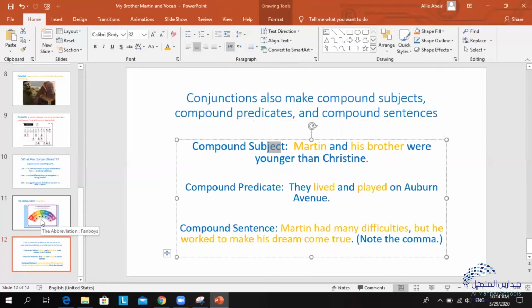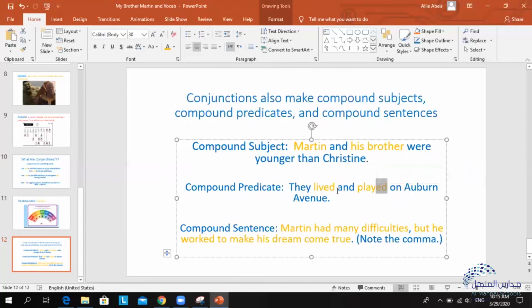In the second sentence, we have a compound predicate. So how does a conjunction make a compound predicate in the sentence? If you look at the sentence here, they lived and played on Auburn Avenue. So "they" would be the subject, and "lived and played" would be the predicate.